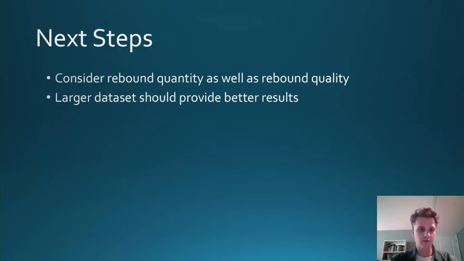Looking ahead, there are a few things that can improve this research. Because this research was about rebound quality, the next thing that we should consider is the rebound quantities that are generated and where we should shoot from in order to get lots of rebounds. Another thing that could help improve this study is to get more data from more games. This should fill in the white space from those graphs and provide better results.